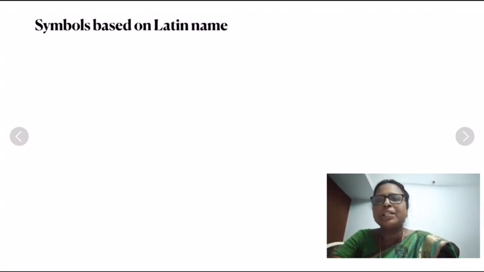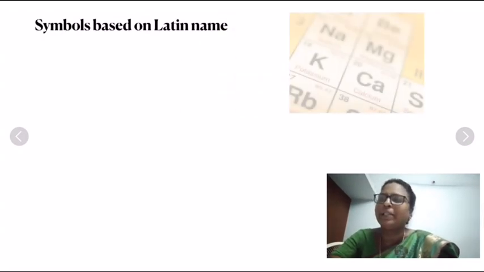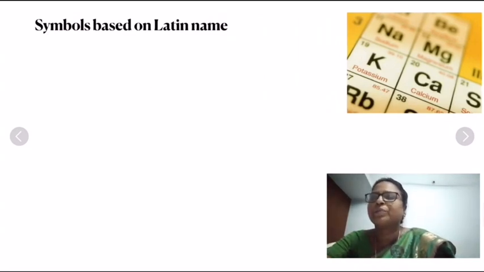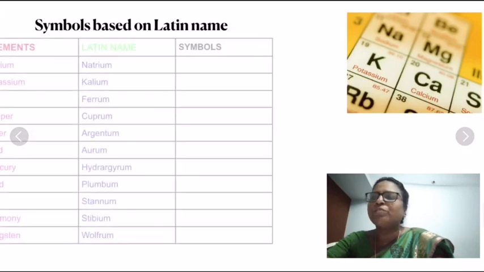Then symbols based on the Latin name, the old name of the element. Here you can see potassium. But the symbol of potassium is what? K. The first letter is P, so we cannot give that; phosphorus already has P as a symbol. So we cannot give potassium as P.